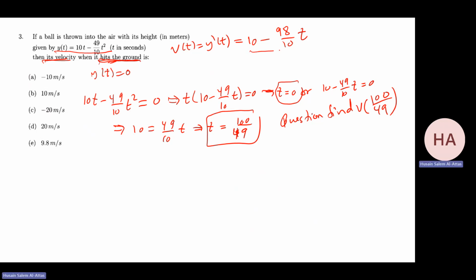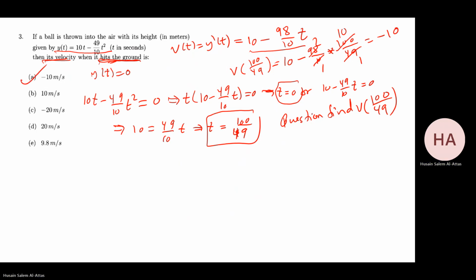If you have the formula, v at 100 over 49 will be what? 10 minus 98 over 10 times 100 over 49. This cancels with this, leaving 10 minus 20, which is minus 10. This is the answer. The remaining is to find v at t.